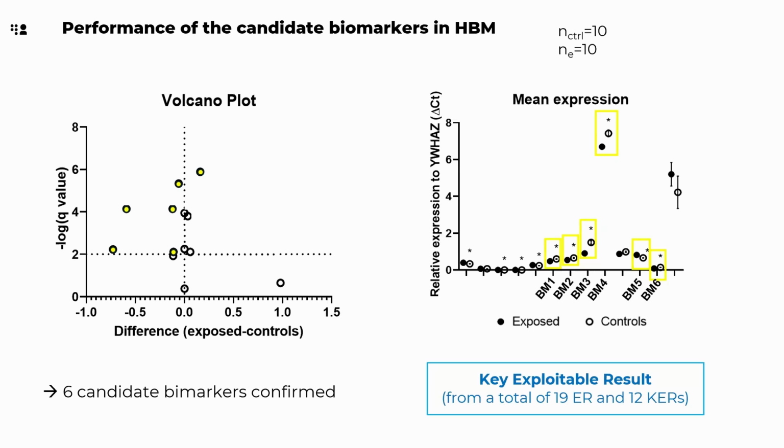And the reason why they are coded is because this signature of new biomarkers based on omics is one of the key exploitable results of the project, out of the total 12 KERs that we have, and we need to maybe pay attention to protecting the intellectual property of these markers.